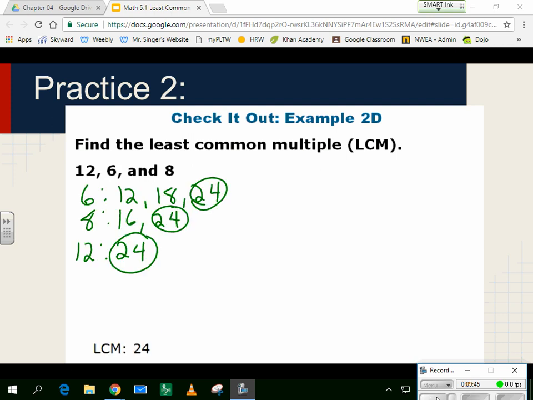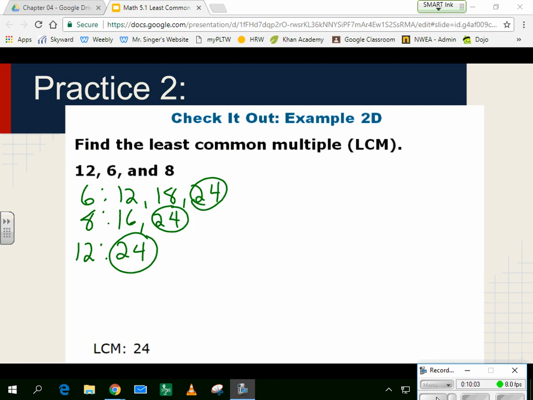For this one, I used the list method because I was able to go through them quick enough. The least common multiple of 6, 8, and 12 is 24. It's the smallest number that all three multiply into. Okay, hopefully that wasn't too hard.